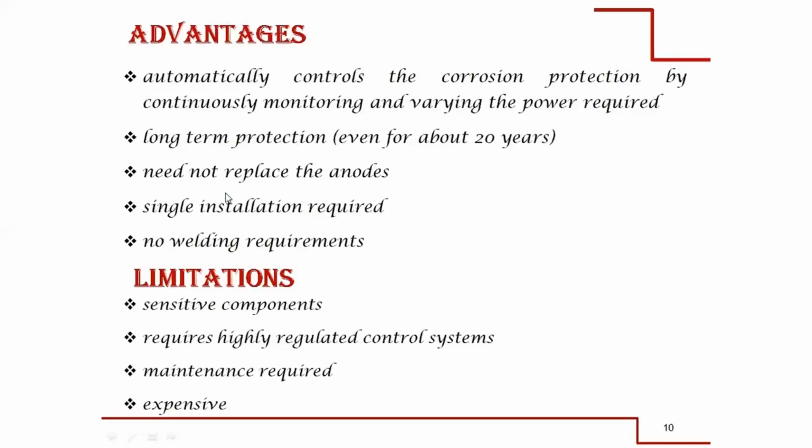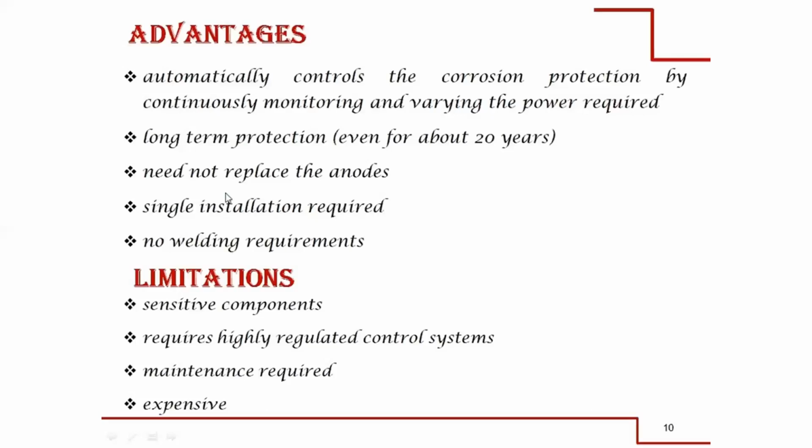One more important advantage is long-term protection. Once you install this impressed current method, we can rely on it for more than 20 years. It is a long-term protection method, a best method compared to the sacrificial anode method. You need not replace the anodes, because the anode is an inert anode, so there is no oxidation reaction and no corrosion at the anode. But in the sacrificial anode method, you need to replace it regularly, because the anode dissolves. Single installation is enough.